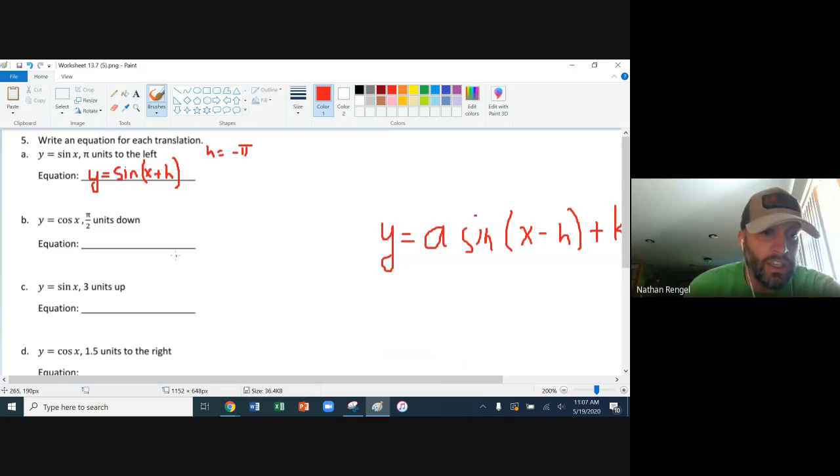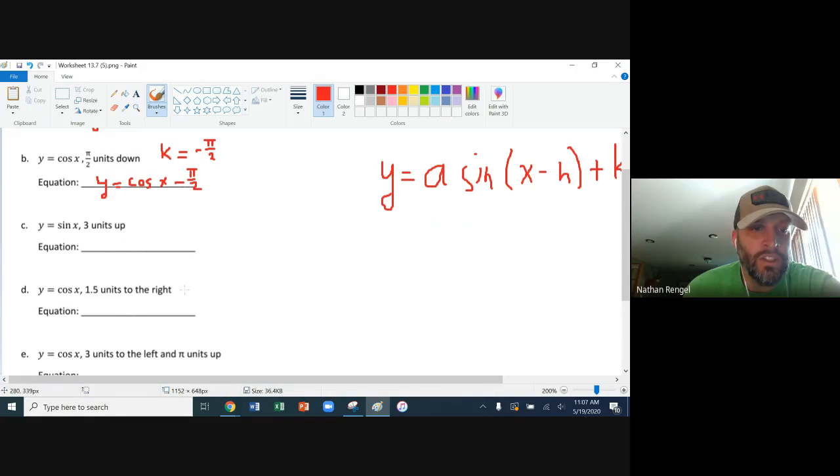On to the cosine of x when I'm going pi over 2 units down. Down means that I'm dealing with a k value, so k is going to be negative pi over 2. So here we have our y equals cosine x, nothing in parentheses, there's no h value, but I would just subtract a pi over 2. So there's that graph.